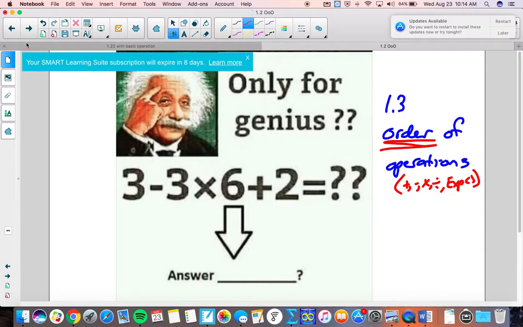By the way, on your assessment, you cannot use a calculator or a phone or anything. You have to be able to do this on your own. What's cool is with your practice, you can use a calculator, you can use your phone, you can Google whatever the right answer is. Just make sure you know how to do it, so you can use those tools to help you check to make sure your answer is right.